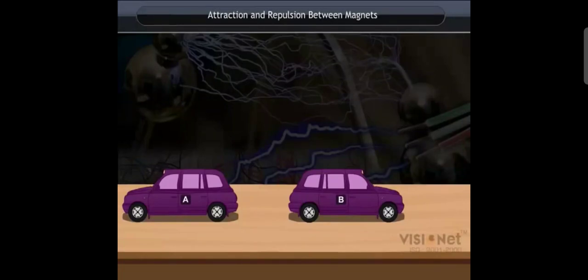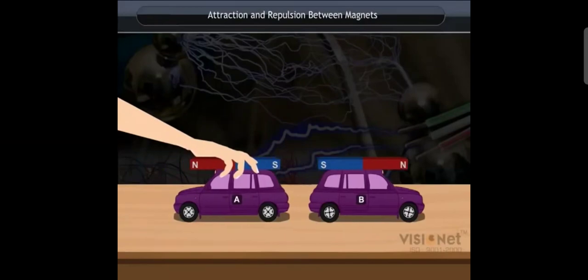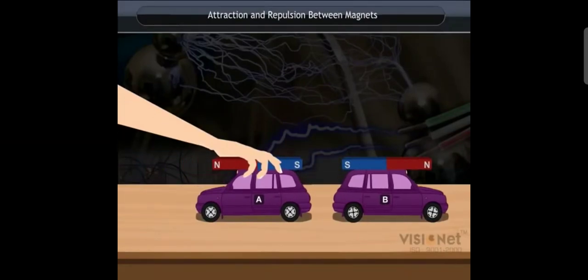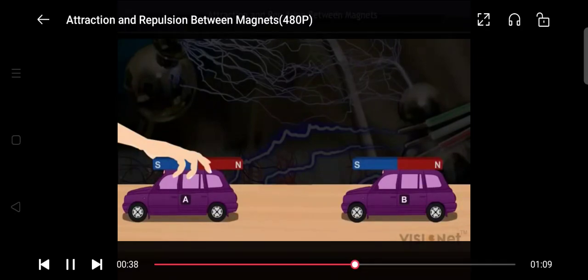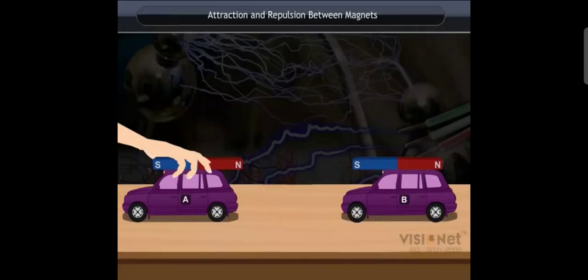Now, place the two bar magnets on the toy cars such that the south pole of car A is followed by the south pole of car B, or the north pole of car A is followed by the north pole of car B. Now bring car A near to car B. You will find that car B moves away from car A. This is called repulsion.